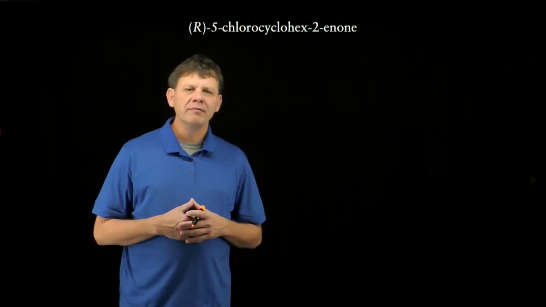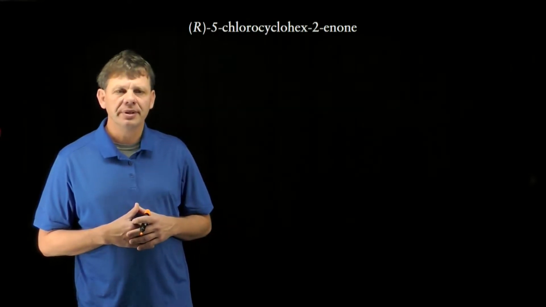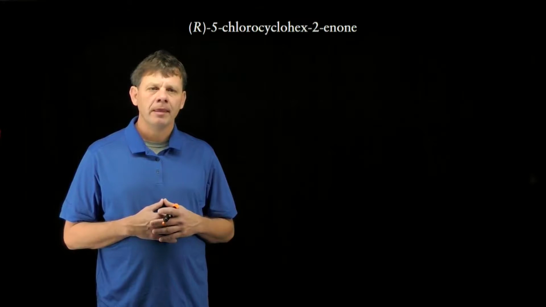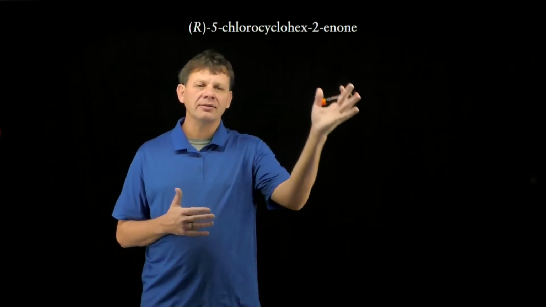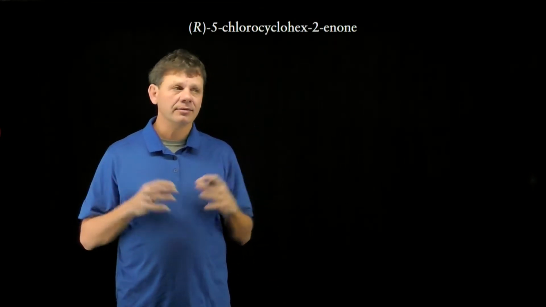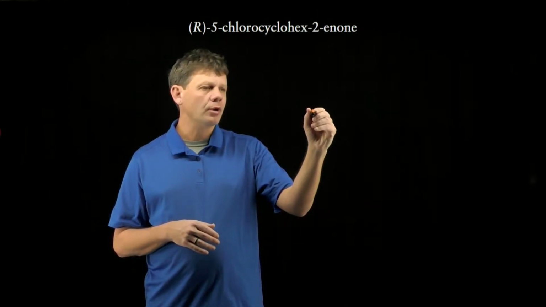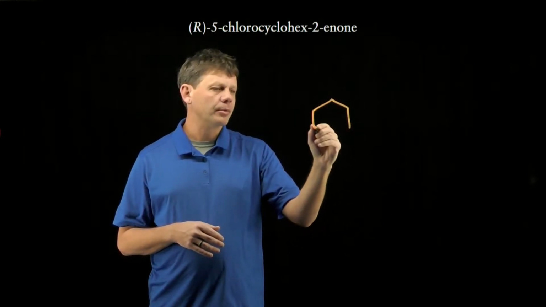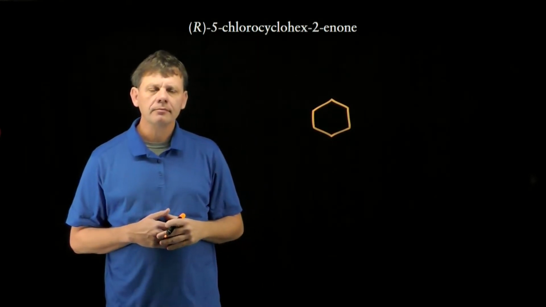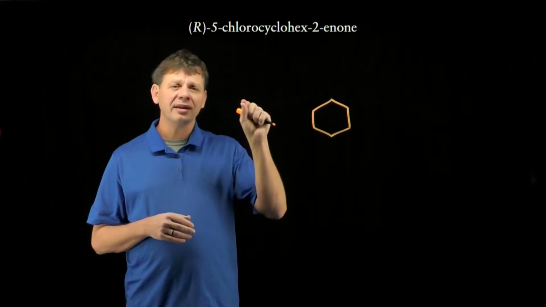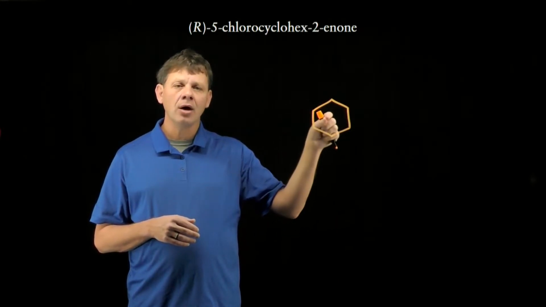In this assessment, we give the structure that corresponds with the name on screen. Now we can start this by recognizing that it's going to be a cyclohex, which means we can go ahead and draw our 6-membered ring. If we finish the name, it's a cyclohex-2-enone.